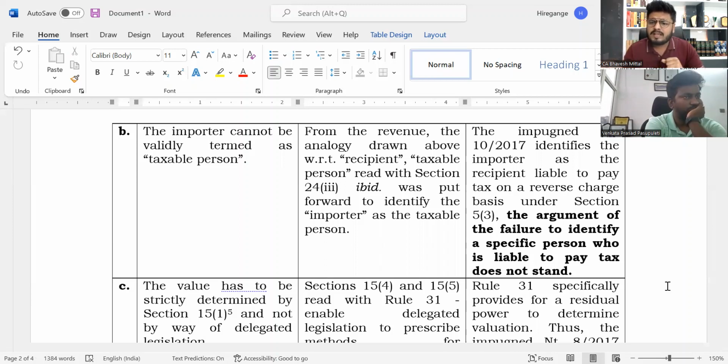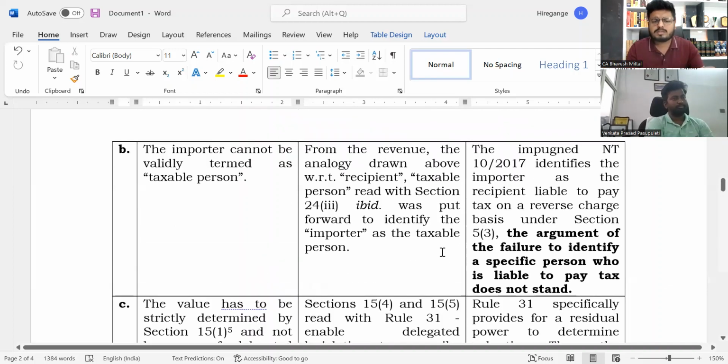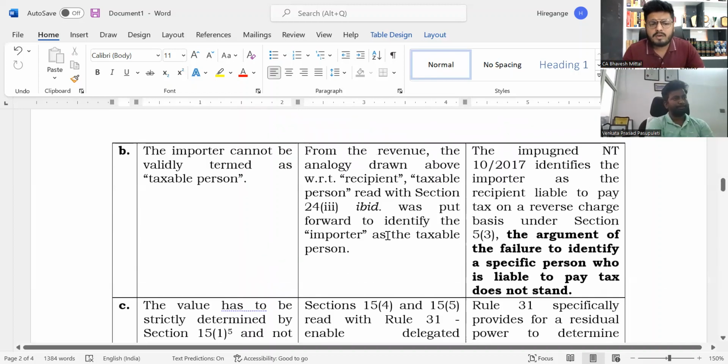And section 5(3) delegation is only clarificatory, and the law has the power to identify the recipient to be any person. Means law has the power to identify an importer as the recipient.